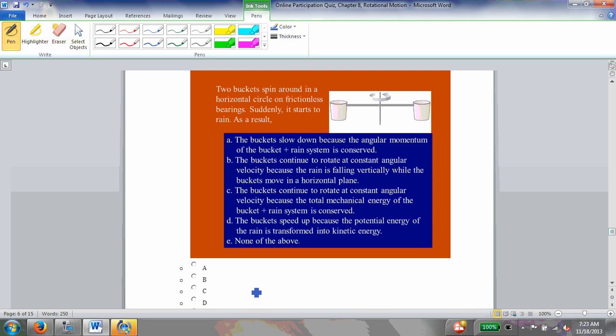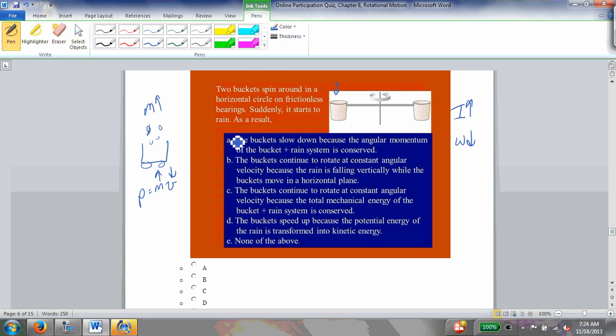All right, 2 buckets spin around, and I want to know what happens to them. We did a very similar problem in chapter 5, I think it was, with momentum, where we had a cart with raindrops falling into it, which causes its mass to increase. Since its linear momentum is equal to mass times velocity, and its mass is increasing, its velocity is decreasing. A similar thing here. We have water falling into these buckets. That causes the moment of inertia to increase, and as a result, omega will decrease.